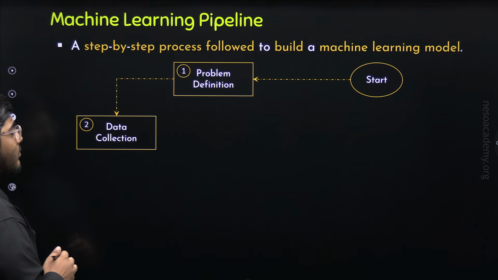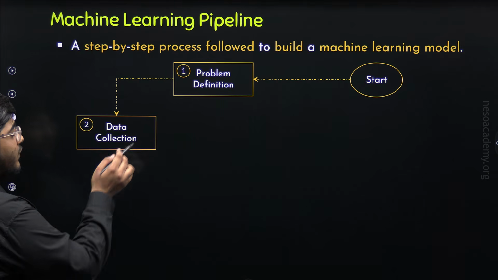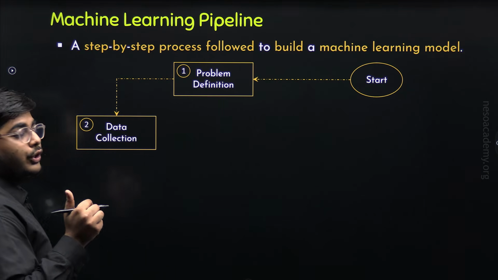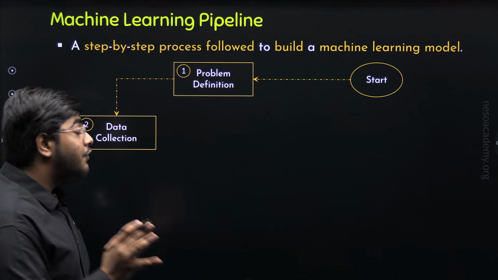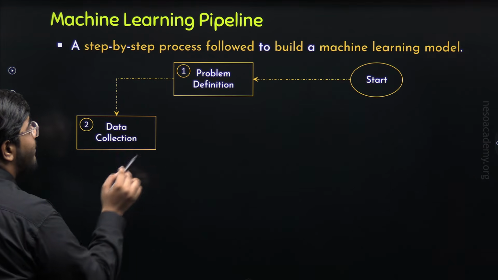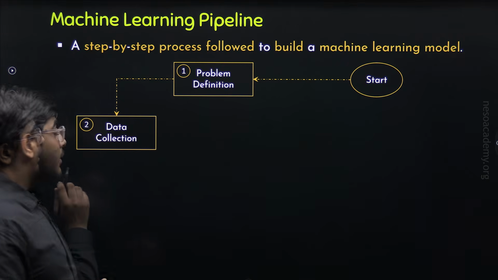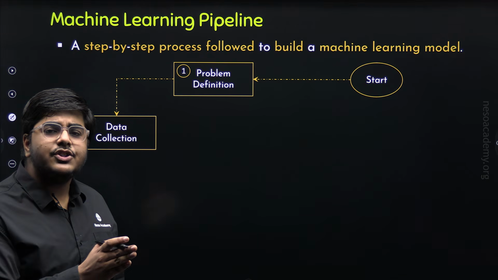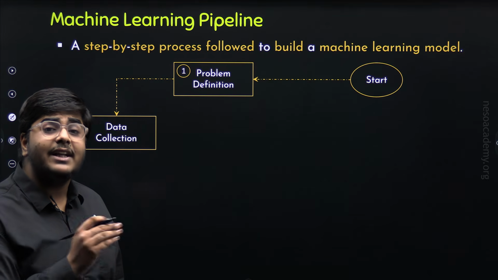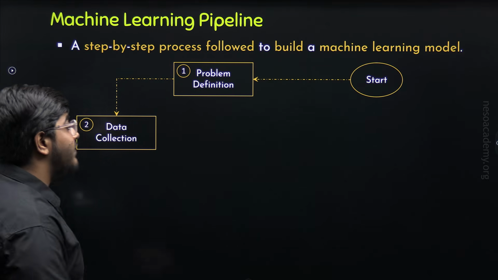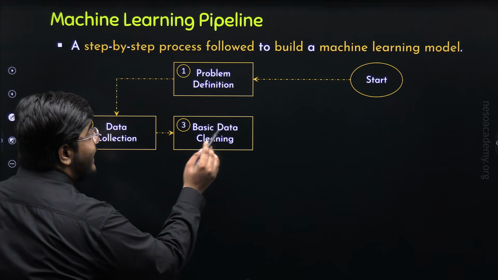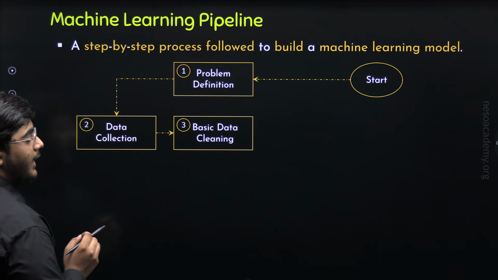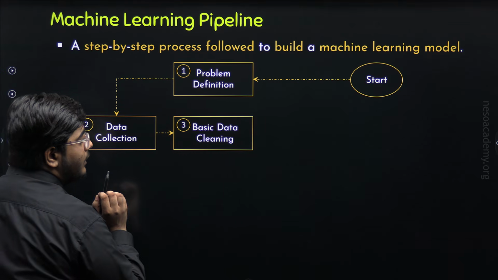After data collection, tell me, should we give this data directly to our machine learning model? No, not at all. First, we need to remove some problems from this data because the raw data that we collect is very messy, unstructured, unformatted, and inconsistent. That is why we need to perform basic data cleaning. So the third step of machine learning pipeline is basic data cleaning.